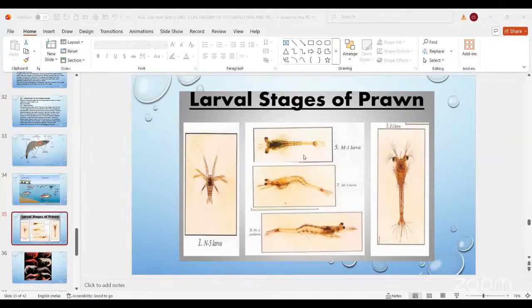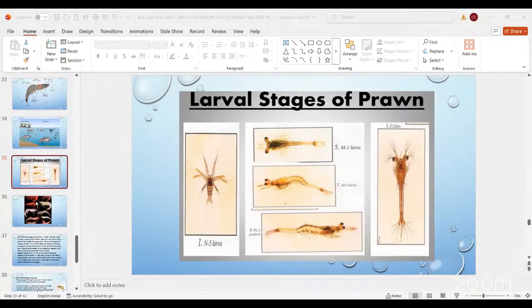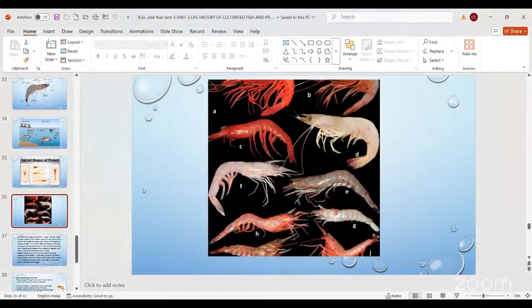These are the different larval stages of prawns. Now these are the different colors of prawns.